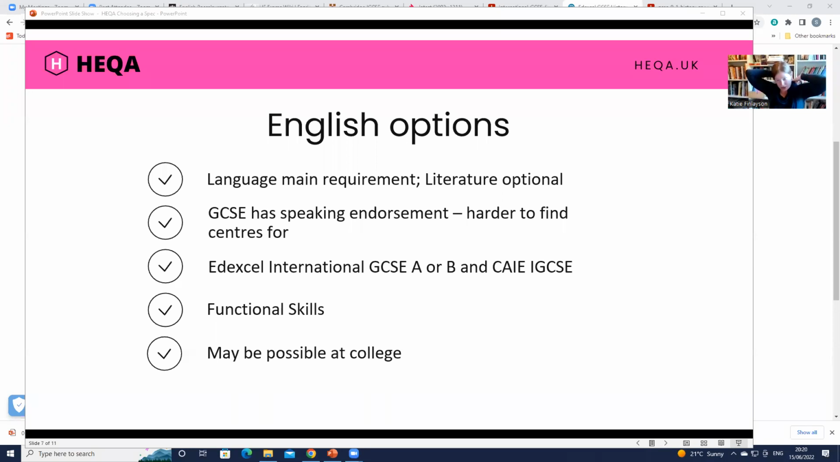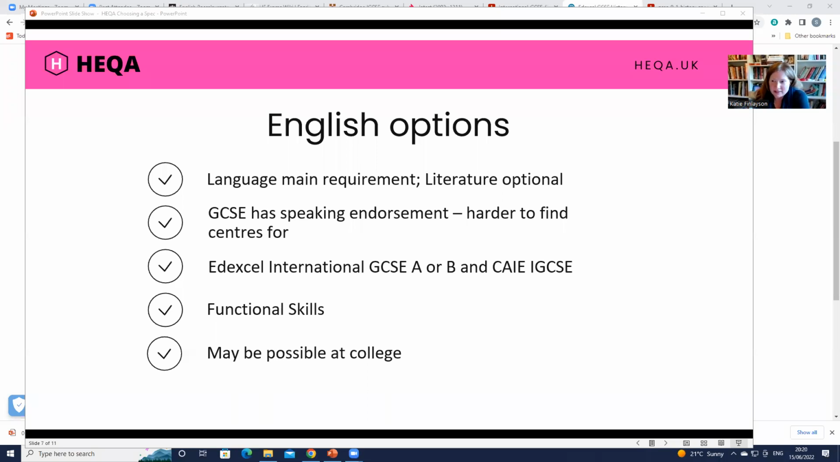Whereas the international GCSE, that's completely optional and pretty much no one does it. So it's usually a lot easier to find a centre to do the international GCSE. It's not impossible. There are some centres that will do that speaking endorsement. It is also possible for you to refuse it, but that's not really enough to get around the requirement for the centre because the centre has to offer it to you.